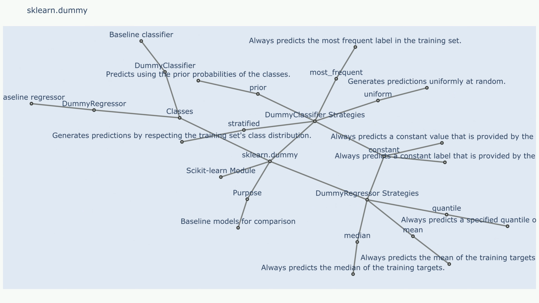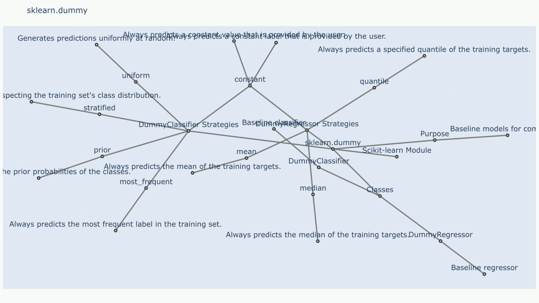Most frequent. Similar to stratified, this strategy predicts the most frequent class across the entire dataset, regardless of the specific training data. Prior. This strategy predicts based on the prior probabilities of each class in the training data. This means it will predict the class that is most likely based on the observed class distribution.